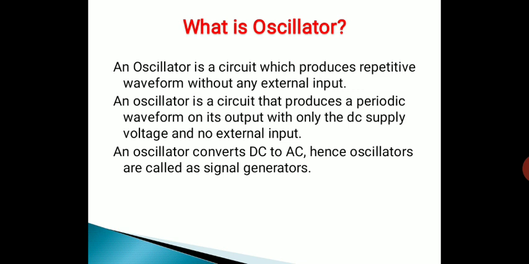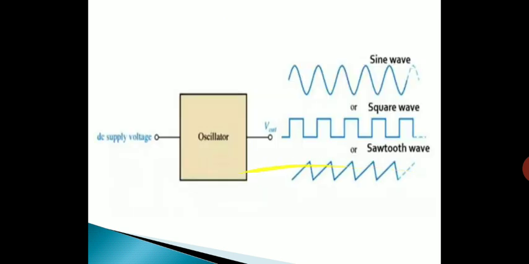That means an oscillator will not have any external AC input. Whatever DC biasing supply we are giving to the oscillator, that itself will be converted into AC oscillations. Hence we can say that an oscillator converts DC into AC, and hence we can call oscillators signal generators. So an oscillator can generate various kinds of periodic or repeated waveforms without any external input. This particular figure clearly illustrates what exactly an oscillator is. Here I have shown a block diagram of an oscillator, and you can see there is no external input.